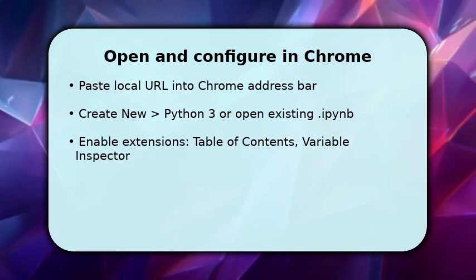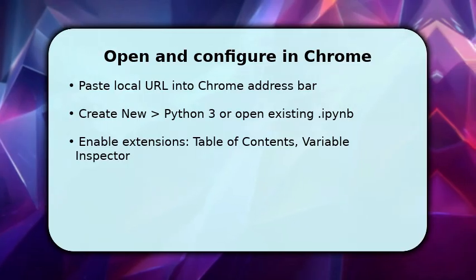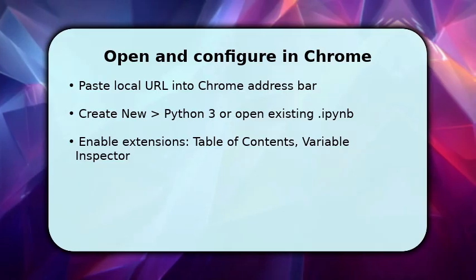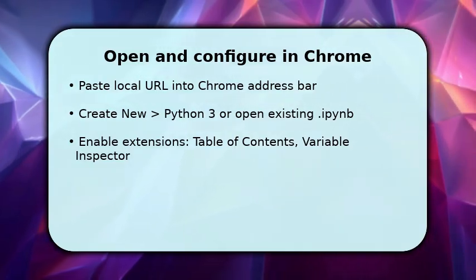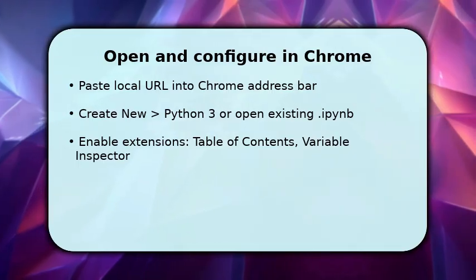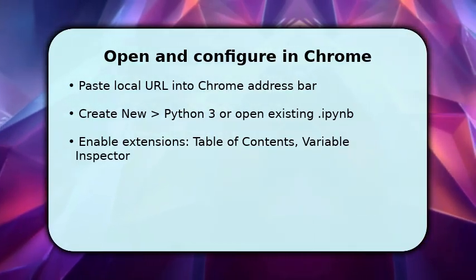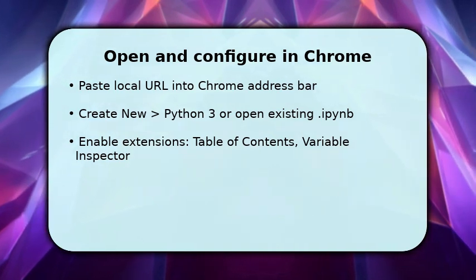Click New, then Python 3 to create a notebook or open an existing .ipynb to continue. Make sure to select the correct kernel from the kernel menu so your code runs in the expected Python environment. To improve workflow, install useful Chrome-friendly Jupyter extensions like Table of Contents and Variable Inspector. They load in the Notebook UI and speed up navigation and debugging.